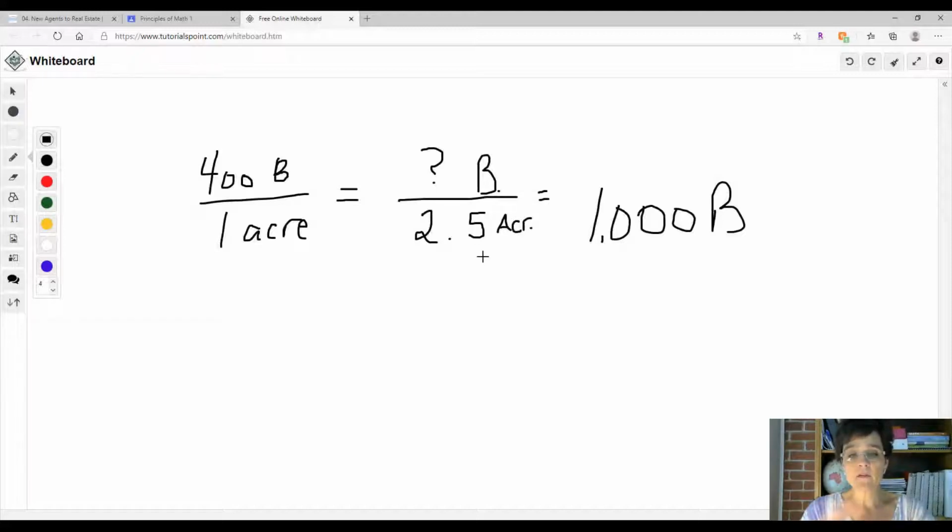Just forget about the B's and the acres. Just think of the numbers. It has to be equivalent across. So 1 times 2.5 would give you 2.5, and then 400 times 2.5 would give you 1,000. Because remember, these are equivalent. So that's why that is.